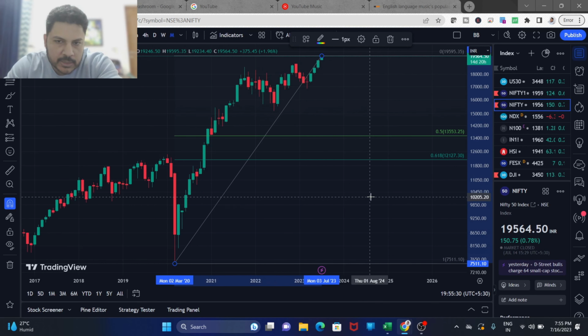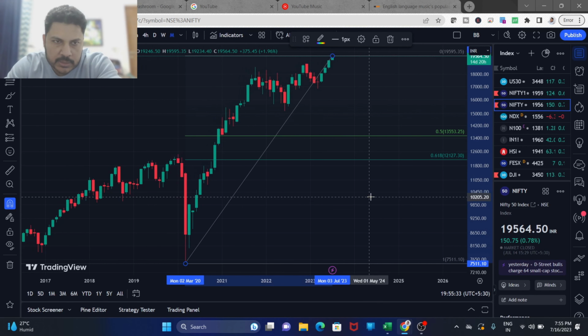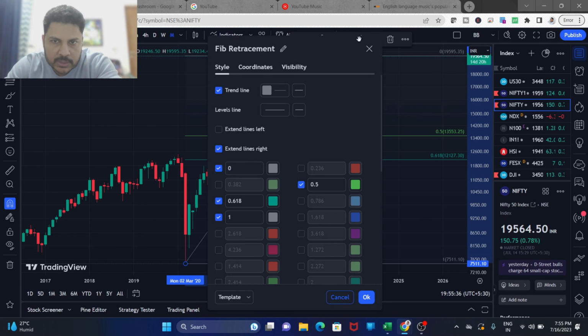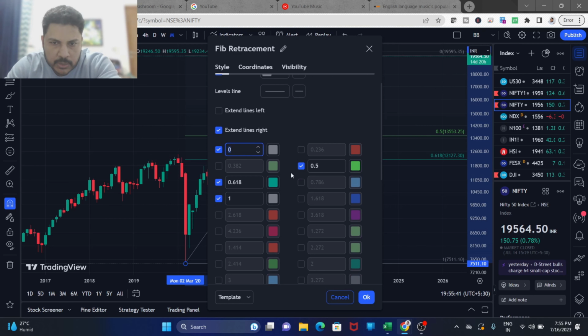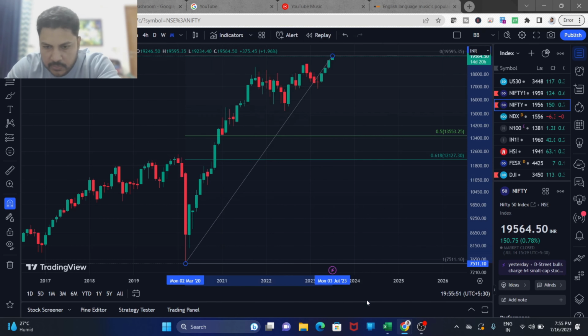Unlike the general settings of the Fibonacci, let me show you the setting parameters. I have removed all the levels, which is 0.382, 0.236 and all that. I have just kept 50% and 61%. So 0, 100, 50% and 61%. I'll tell you why I have used this.